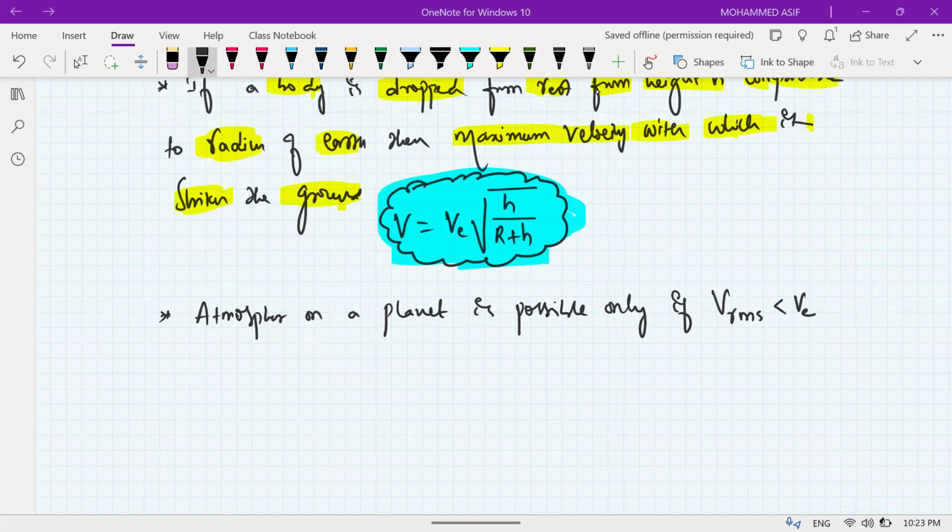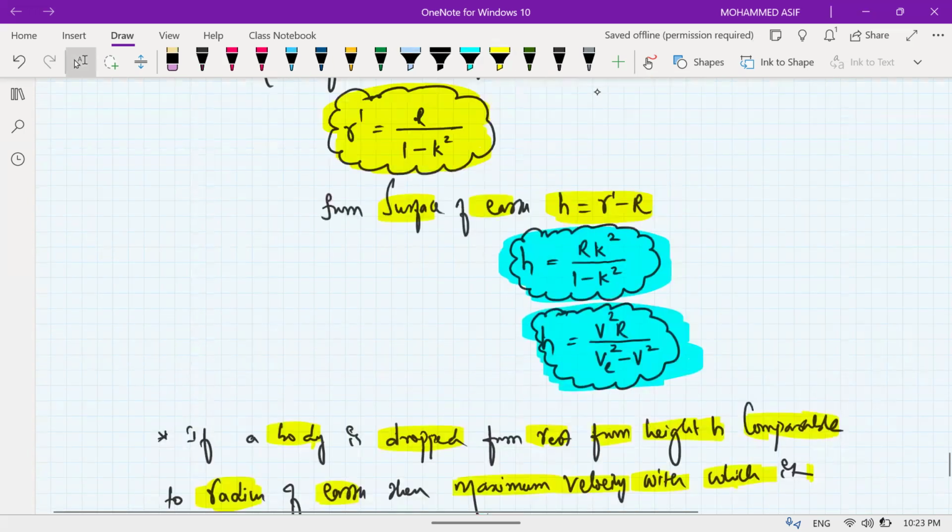Sure. Take a quick look once. We'll try to do some numericals based on these given conditions.